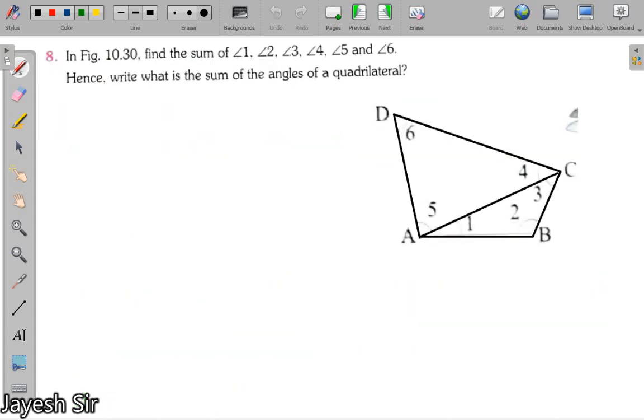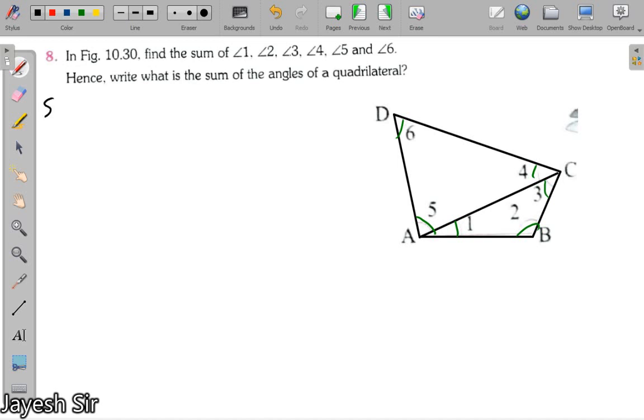Next is question number 8. Question number 8 is quite easy once again. I will do question number 8 for you and I will leave question number 9 for you to do. You have to do question number 9 by yourself. That is just like question number 8. In question number 8, we are asked what is the sum of all these angles: the sum of angle 1, angle 2, angle 3, angle 4, angle 5 and angle 6.